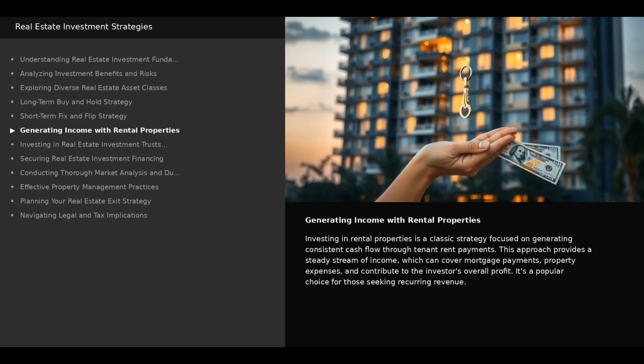Generating income with rental properties. Investing in rental properties is a classic strategy focused on generating consistent cash flow through tenant rent payments. This approach provides a steady stream of income, which can cover mortgage payments, property expenses, and contribute to the investor's overall profit. It's a popular choice for those seeking recurring revenue.